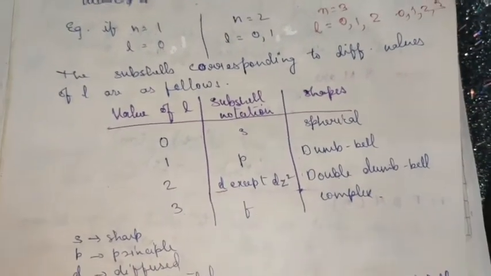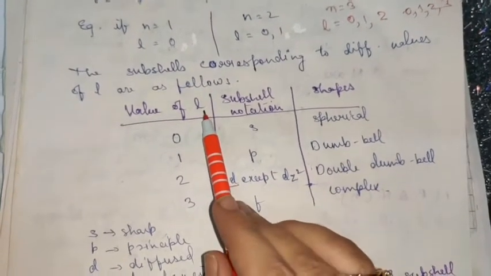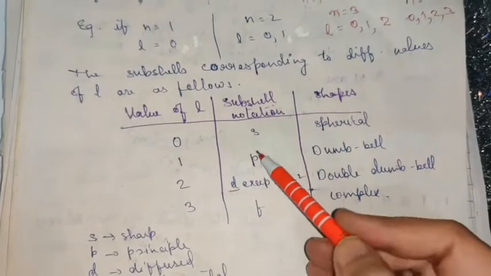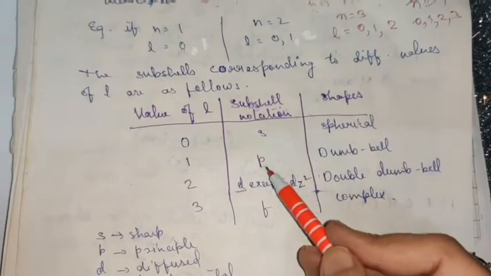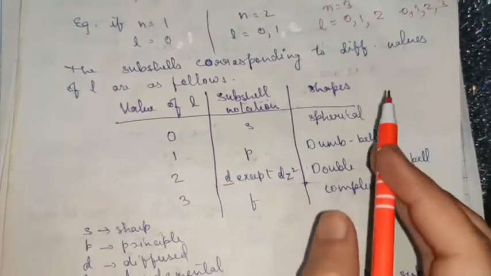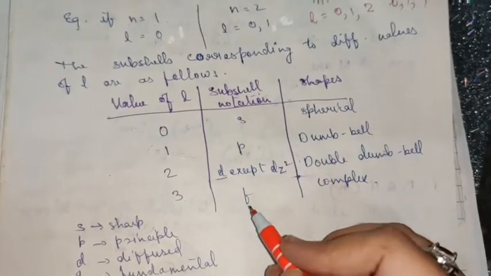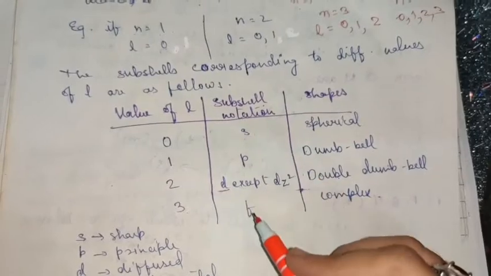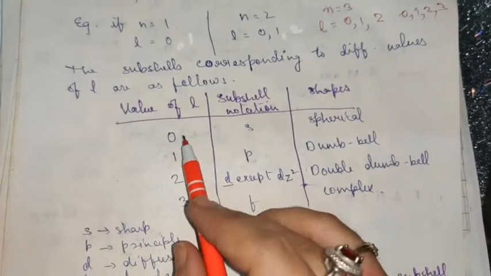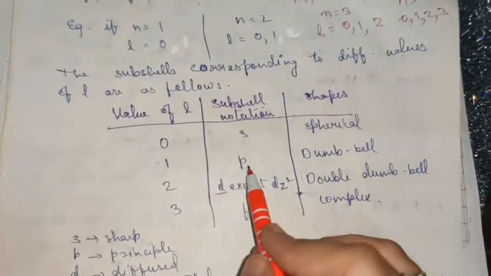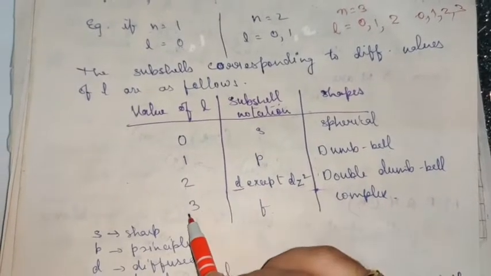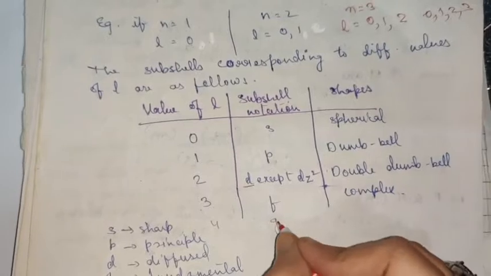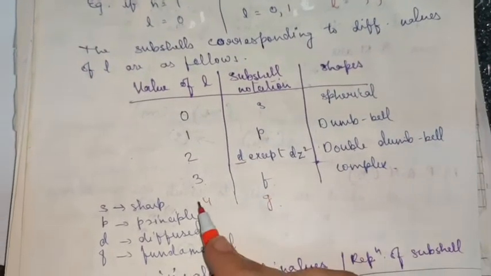Again repeating the same thing. Value of L, if it is 0, then the subshell is S. Actually subshells are S, P, D, F. Remember this, S, P, D, F are the 4 subshells that you have to study, and you can find out the notations of these subshells depending upon the value of L. If the value of L is 0, it is S. If it is 1, then it is P. If it is 2, it is D. If it is 3, then it is F. Similarly, if it is 4, then the subshell is G. At the max, you can get the question up to 4.